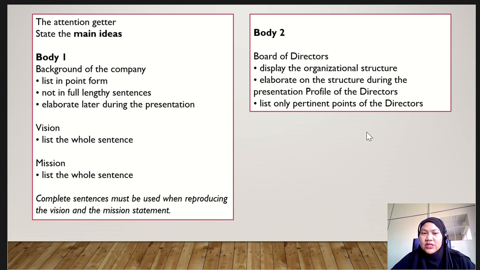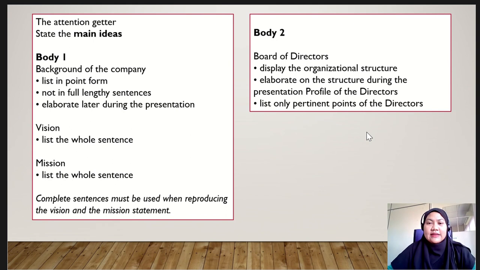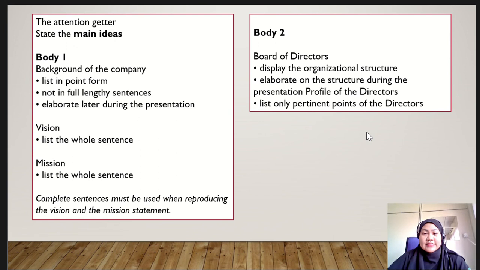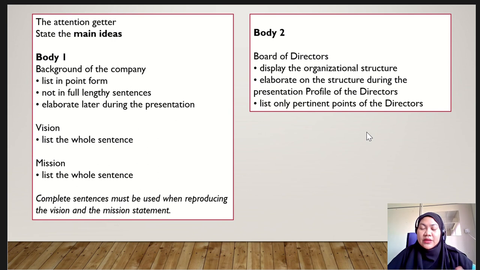You must come up with the vision and mission of the company, or at least you have the idea behind the vision and the mission of the organization. Make sure you do that. Bear in mind that you have to use complete sentences when you are putting the vision and mission in your slide. And then slide number 2, you might want to talk about, this is a suggestion, that's why I said you might want to. But if you want to follow this flow, then go ahead, no problem.